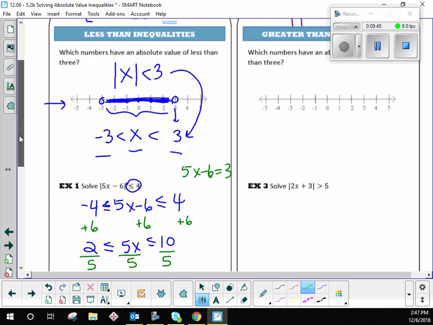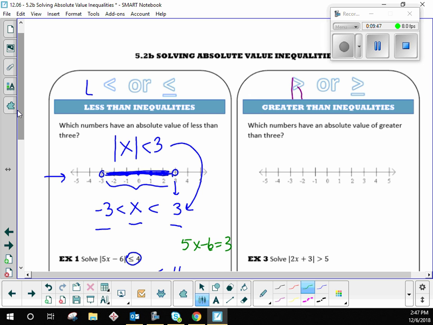So greater than inequalities. We're going to start out, I'm going to ask you the same thing, but now with greater than. Which numbers have an absolute value of greater than 3? 4, 5. Does 3 work? Does 2 work? No, so it looks like everything to the right of 3. Not all real numbers, because these don't work. That doesn't work, that doesn't work, that doesn't work.